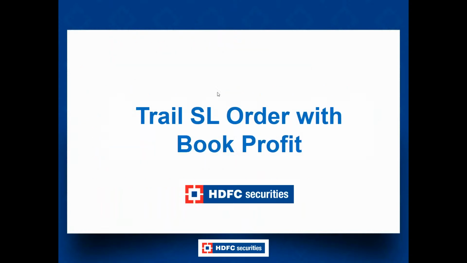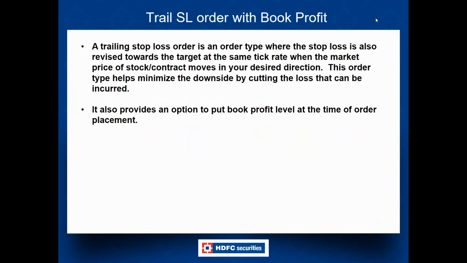Now let us go further with a trailing stop loss order with book profit price. So we have this functionality called trailing stop loss order with book profit price. Now what exactly is it? A trailing stop loss order is an order type where the stop loss is also revised towards the target at the same tick rate when the market price of a stock or contract moves in your desired direction. This order type helps minimize the downside by cutting the loss that can be incurred. It also provides an option to put a book profit level at the time of order placement.